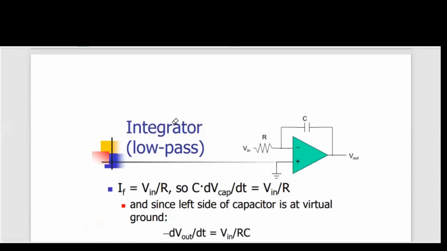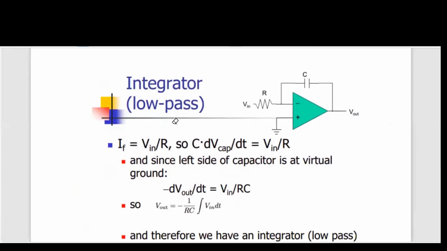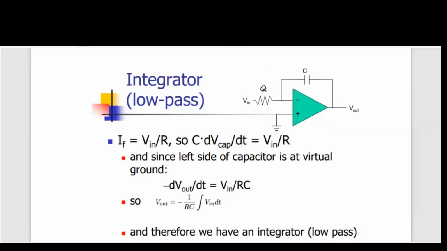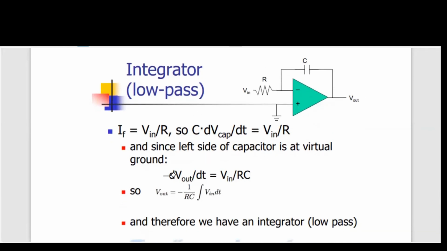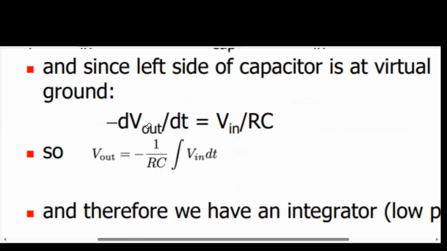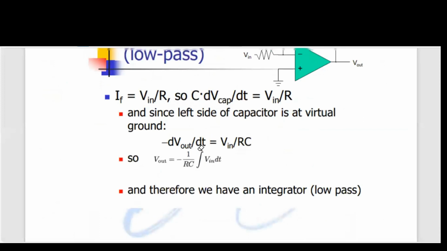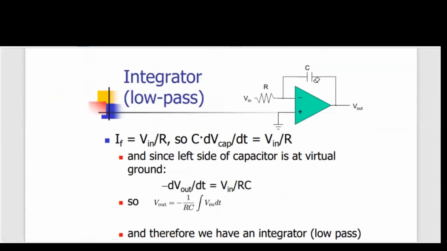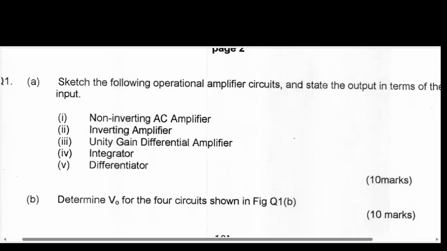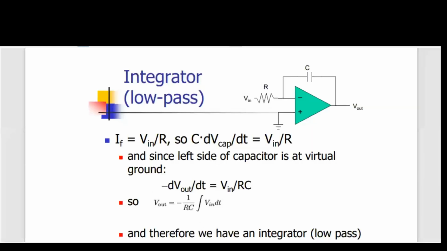Alright, this is the integrator. He will not bring a question on this because it involves integration. You didn't do integration in this course, so you're not going to get a question with it. The equation is V out equal to 1 over RC times the integral of V in. How he will bring this is like this here: he will tell you to sketch it and write the input-output equation for it. So that's why you just need to know this one here. There's the integrator.